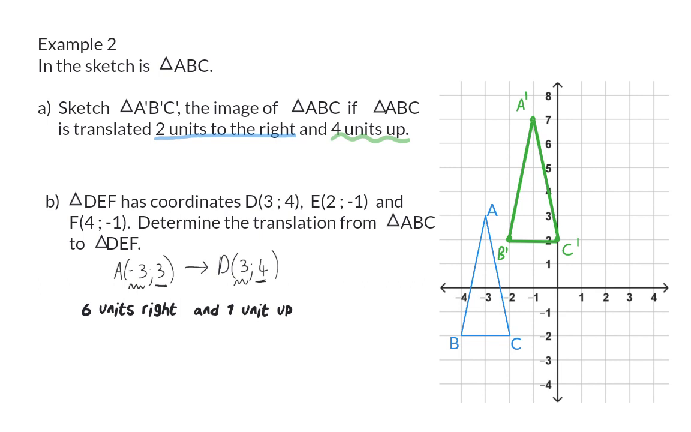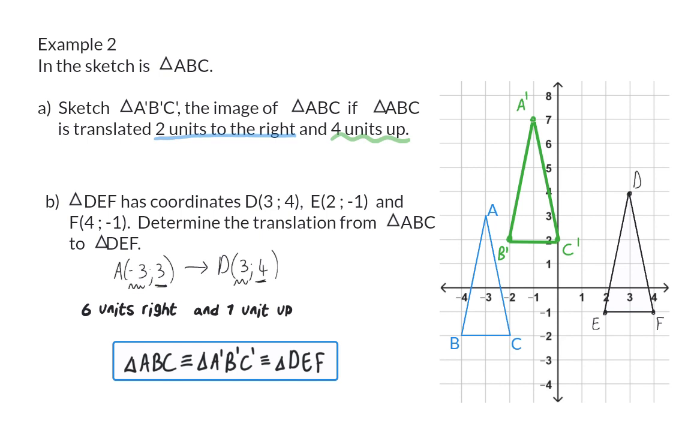Or as I mentioned, you could also first draw the triangle. Point D is at (3, 4), point E at (2, -1), and point F at (4, -1). Now it might be a bit easier to see that A moved 6 units to the right and 1 unit up to get to point D. And the same is true for point B and C. In the sketch, we can see that all three triangles have the same shape and size, and therefore they are congruent. So a translation does not change the shape or size of the original figure.